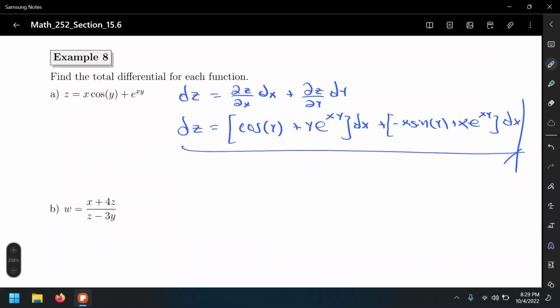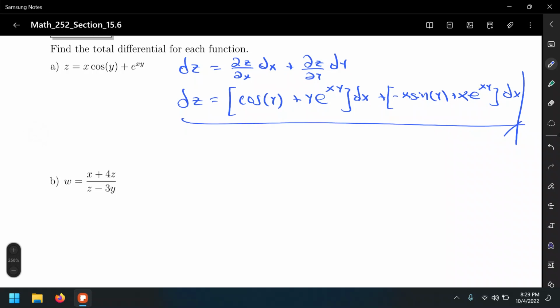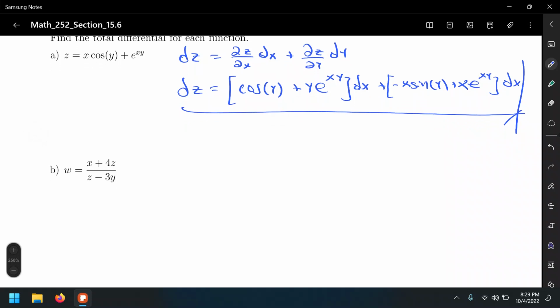And the next one, oh my god, we might need the quotient rule somewhere. Well, number 1, let's see. In this case, we have a function of 3 variables. So dw will be the partial of w with respect to x times dx plus the partial of w with respect to y dy plus the partial of w with respect to z dz. So we need to find 3 partial derivatives.